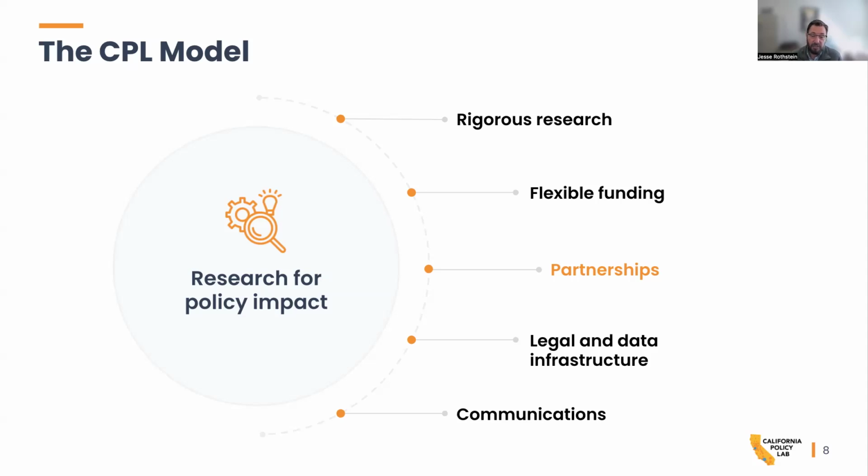And then the last thing we bring is we've built a communication infrastructure to be able to get the word out about the work. The goal of this work, again, is not citations or academic publications, although that's nice when that happens as well. But it's really policy impact. And for policy impact, you need to make sure that people outside the academy hear about it. And so we do a lot of work to make sure to get the word out.